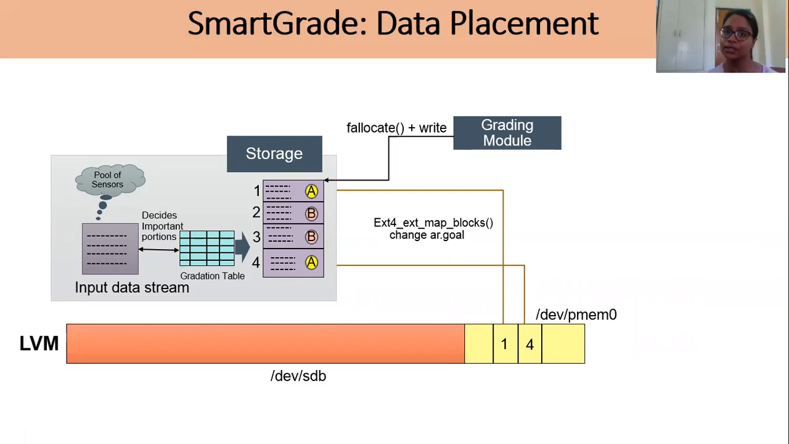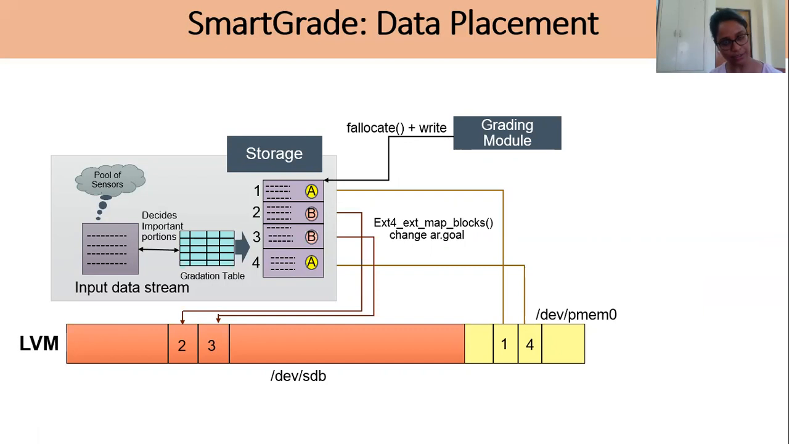So we tweak some file system functions like map blocks, and we change the goal when we see that the data is coming from a higher grade block. Then we store it in the persistent memory contiguously without fragmenting the system. And similarly, we call another function and store it in the hard disk if the data is not important. So that's how we go ahead and store.